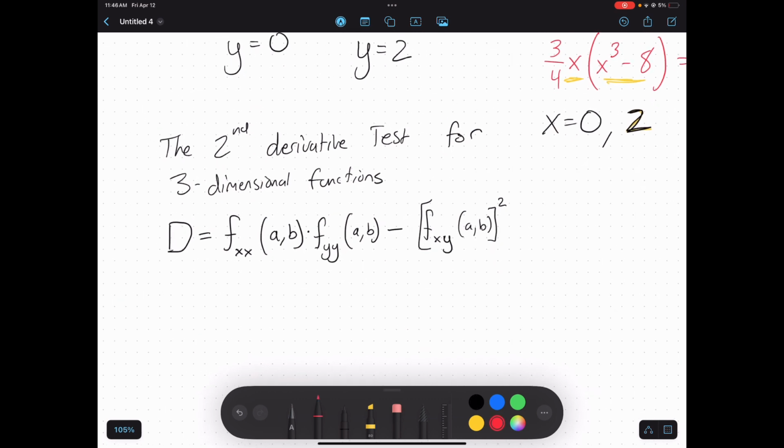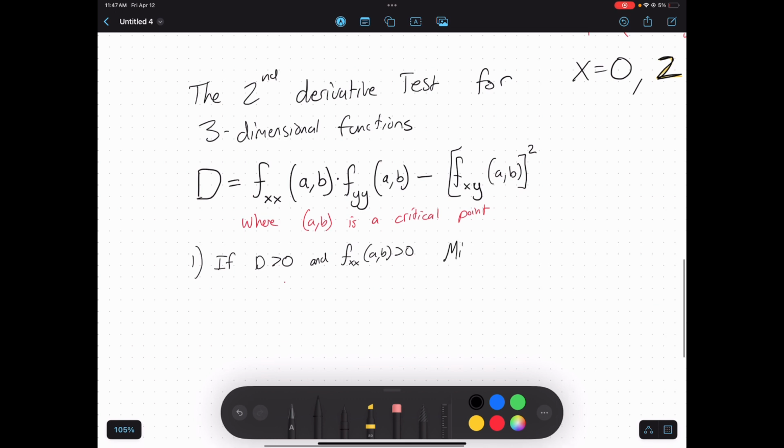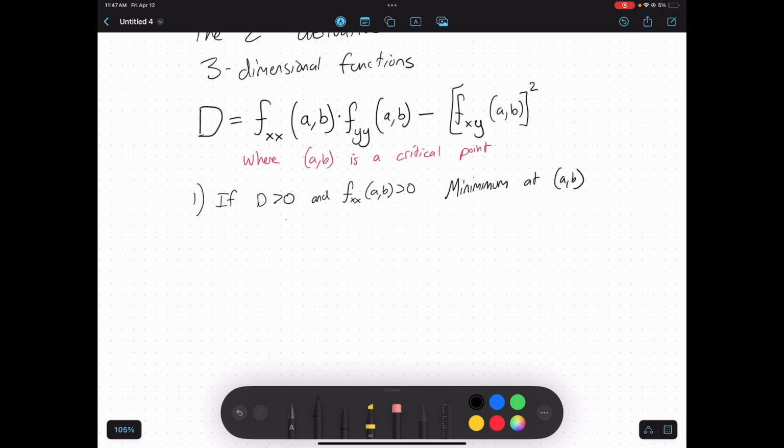Okay? And so let me remind you where (a, b) is a critical point. So I'm going to calculate this determinant, and then there's 3 different options that could happen. 1, if D is greater than 0 and your double derivative in terms of x is greater than 0, so positive. So if your D ends up positive and your double derivative is positive, well, remind me, what did my second derivative being positive tell me? That means I'm concave up. That means this is a minimum.